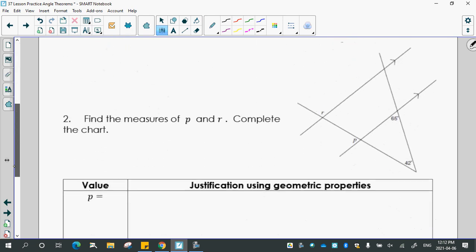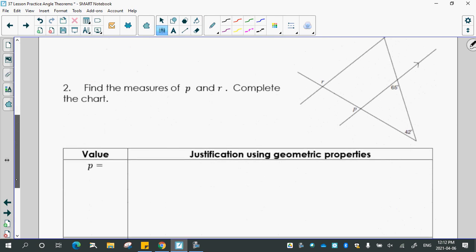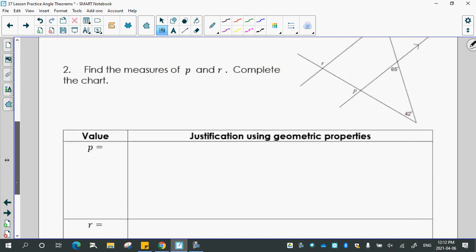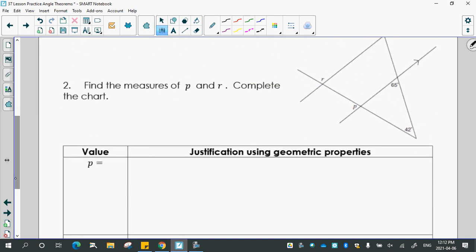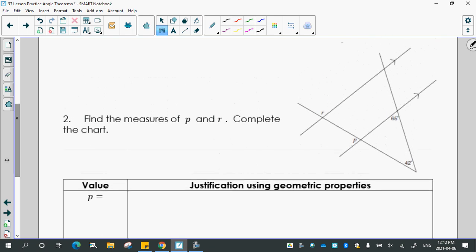Okay, this one's an EQAO. Find the measures of P and R, complete the chart. So you have to say what property you use as well as showing any calculations that you end up having to do. So there's the diagram they were given that year. Notice that there's these arrows, which means these lines are parallel.